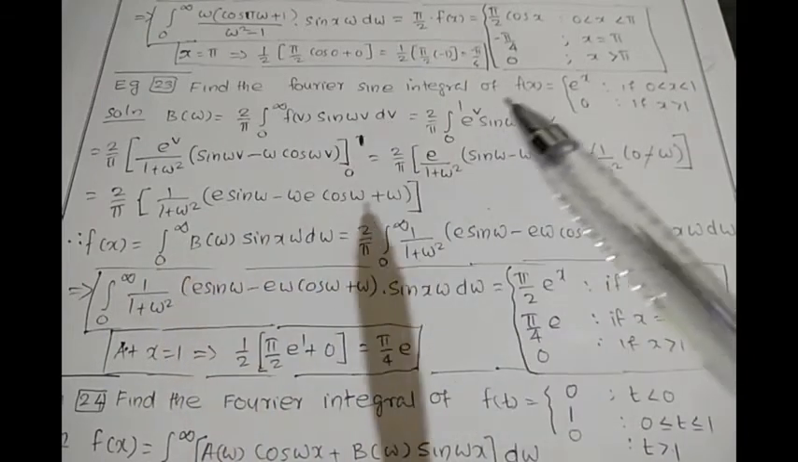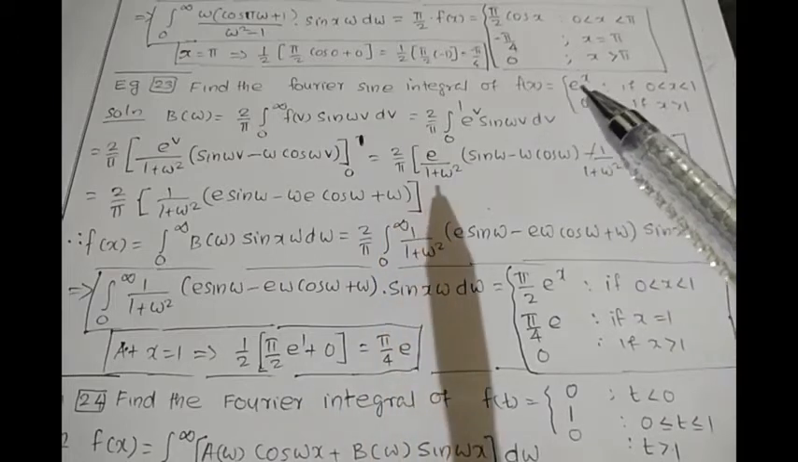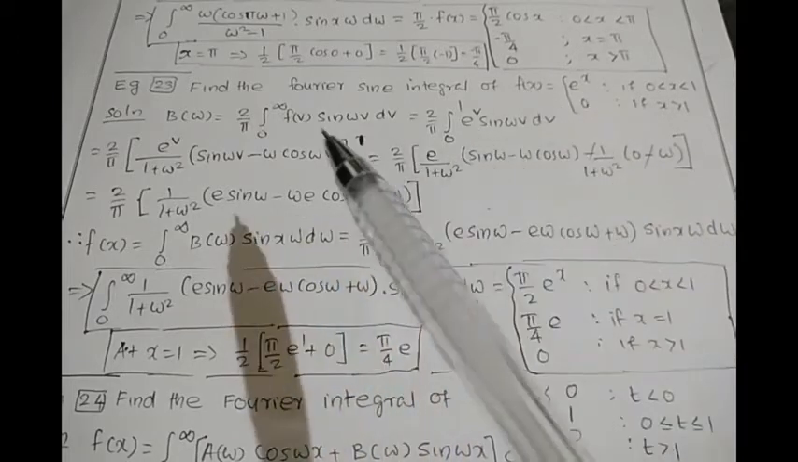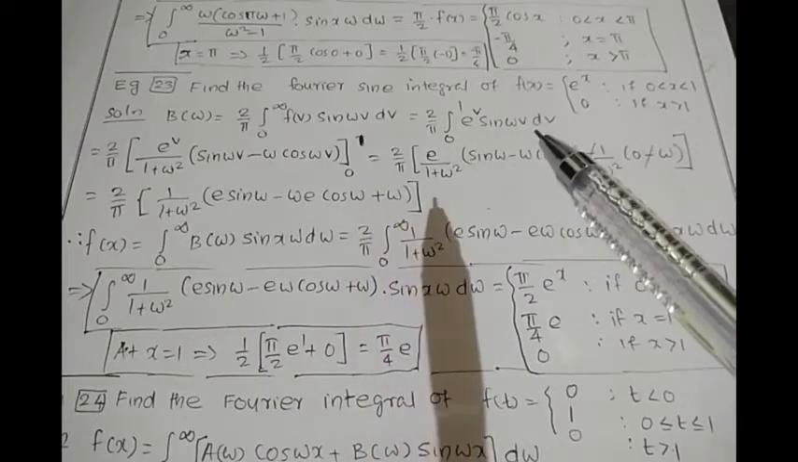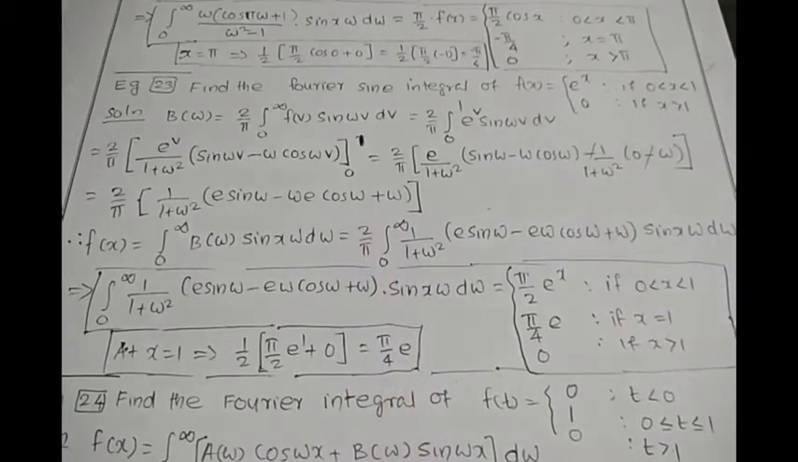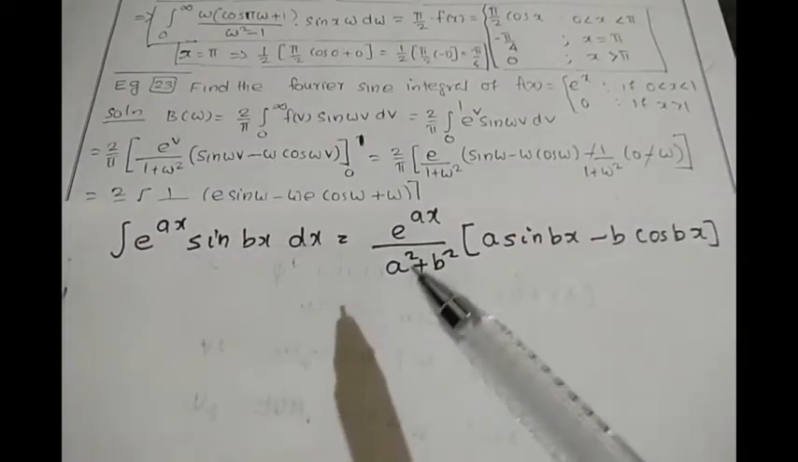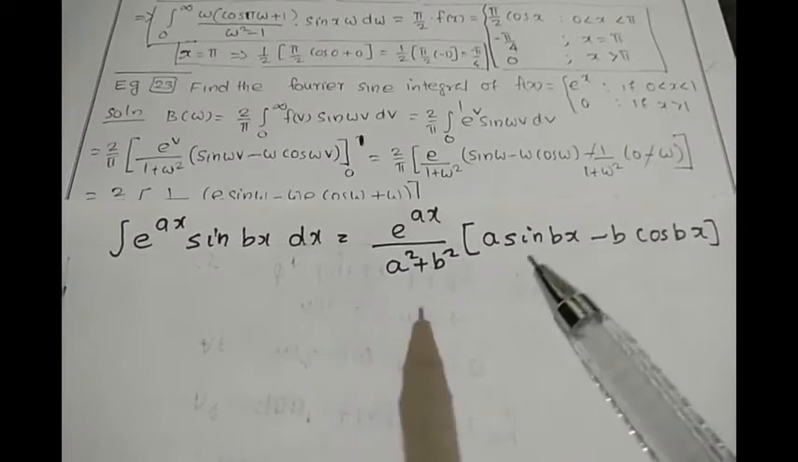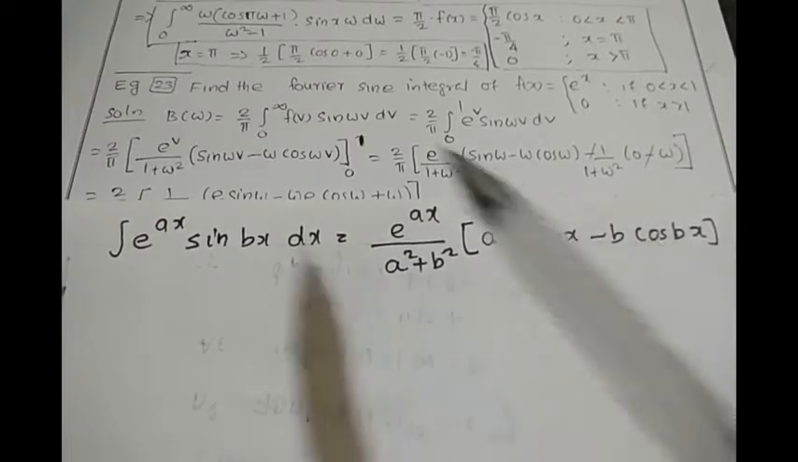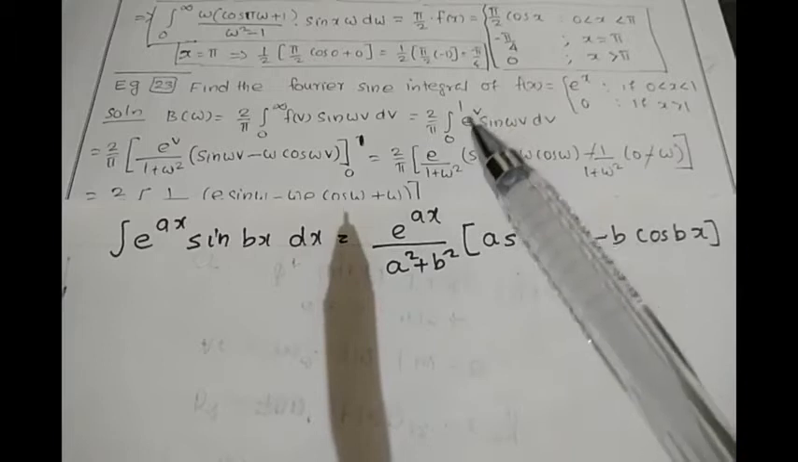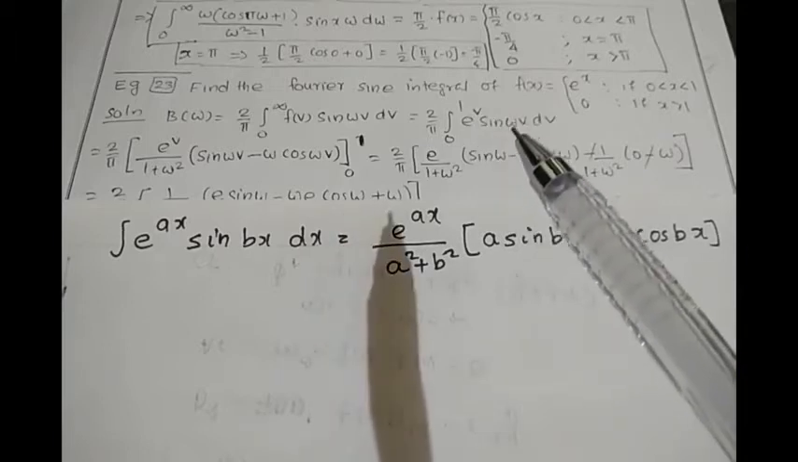Substituting f of x is e raised to x. So f of v is e raised to v. Substituting here in place of f of v, e raised to v sine omega v dv. Then taking the formula e raised to ax sine bx dx, we know that integral e raised to ax sine bx dx is e raised to ax by a square plus b square into a sine bx minus b cos bx. So in place of a we have 1 here, in place of b we have omega here.